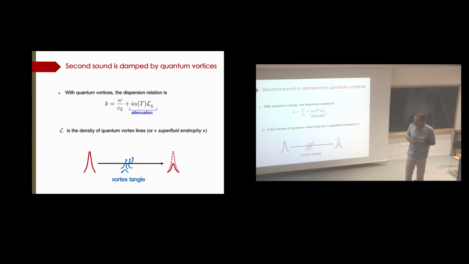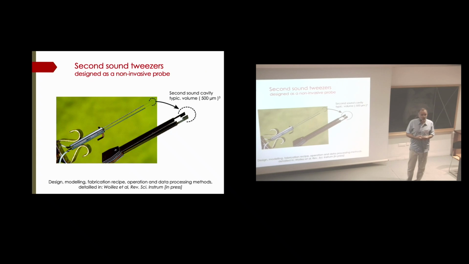And what is interesting about this second sound is the fact that if you put on the acoustical path some vortex tangle, then the amplitude of the wave is damped. And the amount of damping is related to the amount of vortex line on the way. So those probes are used to measure how much vortex line density you have. What is original about our probes is that we try to make them very small and not invasive.